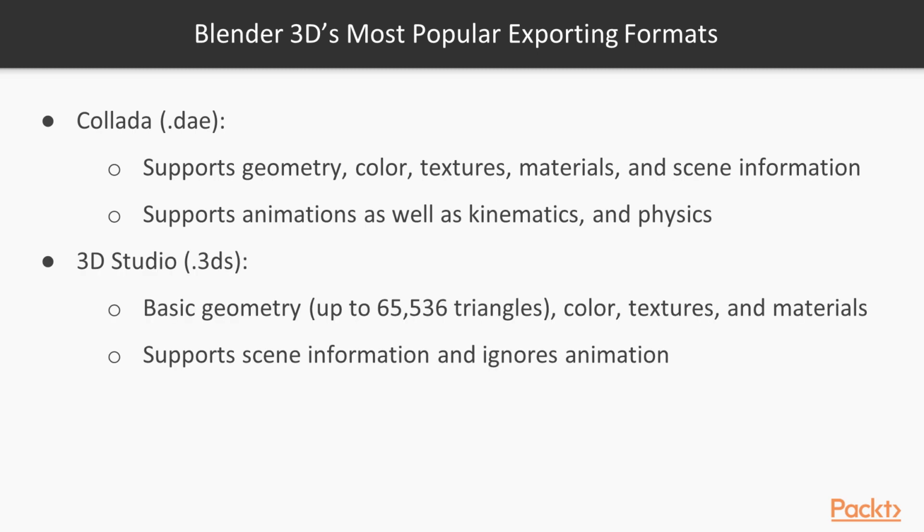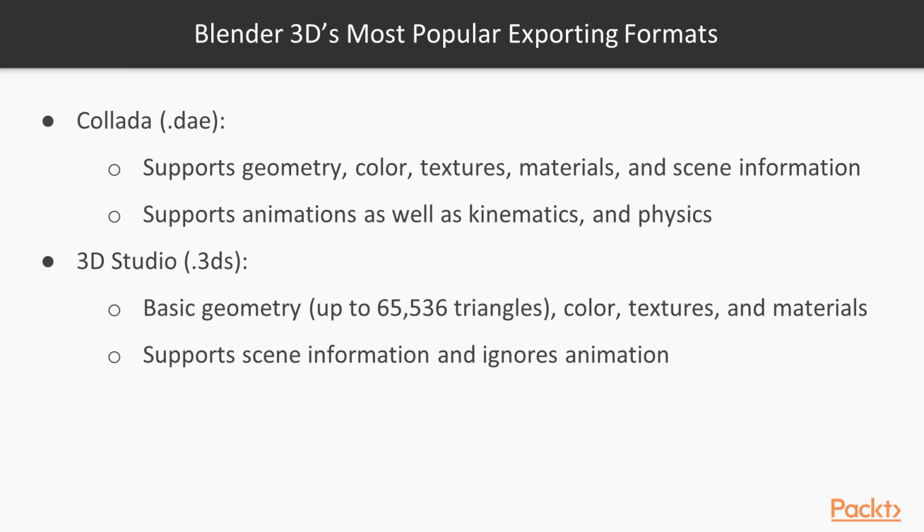Then you have 3D Studio, .3ds. This one's pretty limited. The geometry only saves up to 65,536 triangles. Not that much, so it's very basic geometry. It does save your color, textures, and materials, and it also supports scene information, but it ignores animation. So your .3ds is not very good if you want precise geometry to be saved.